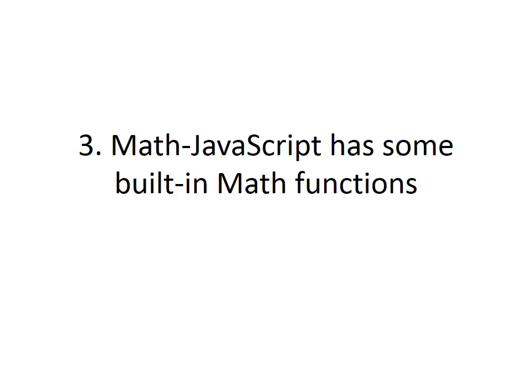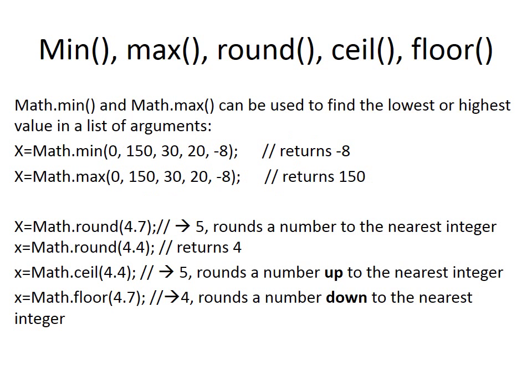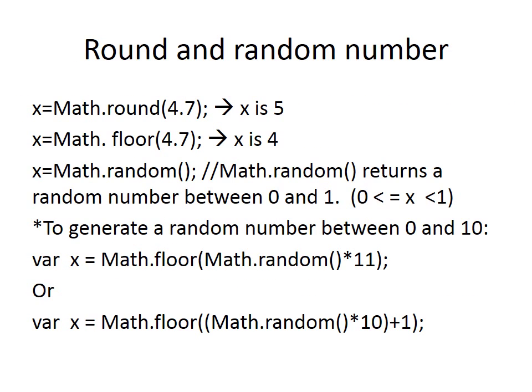JavaScript has many built-in math functions. Math.max will return the maximum number among the list. Math.min will return the minimum number among the list. Math.round will return the rounded number, which is the nearest integer. Math.ceil will round a number up to the nearest integer. Math.floor will round a number down to the nearest integer. Math.random returns a random number between 0, including 0, and less than 1. So the number may not be an integer.